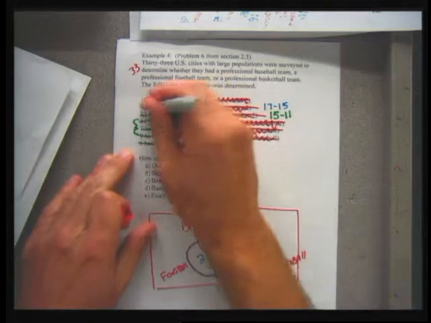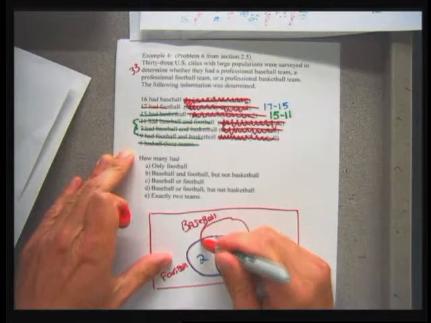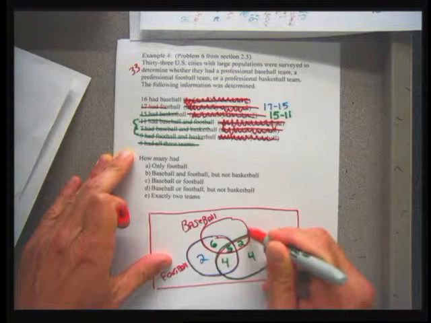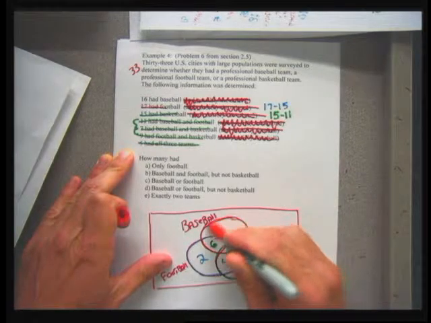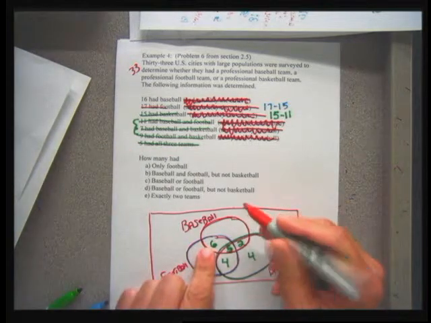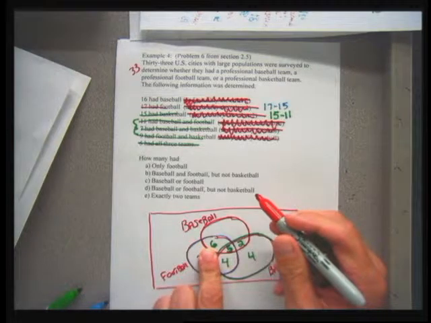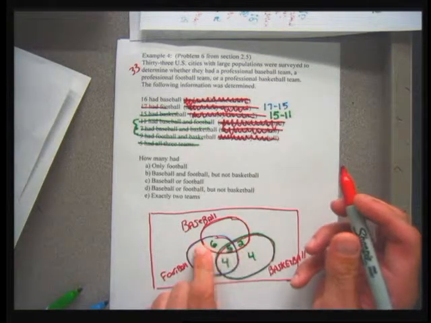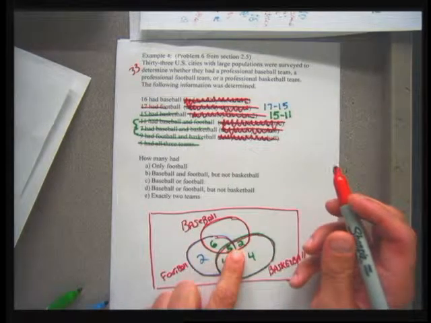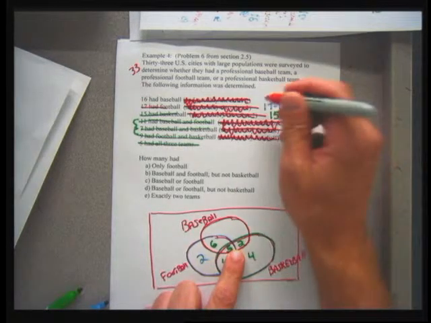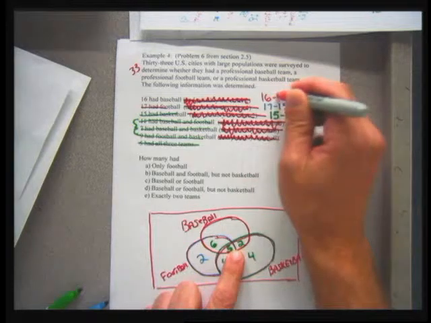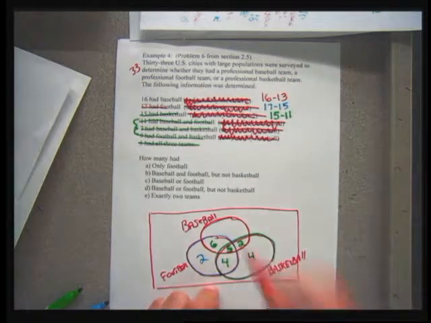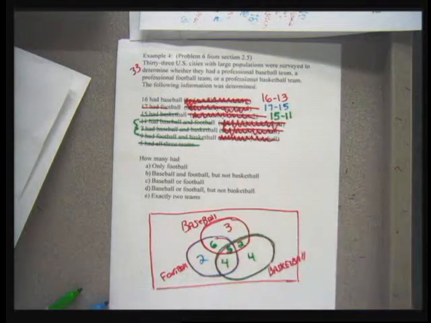The last region are the baseball cities. There aren't 16 cities that have only baseball. There's 16 cities that have baseball. Some of them have some other sports. There's 6 cities that have baseball and football, 5 that have all 3, 2 that have baseball and basketball. 6 plus 5 is 11 plus 2 is 13. There's 16 cities that have baseball. There's 13 cities that have baseball and some other sport. So there's 16 minus 13. Only 3 of the cities have baseball only.